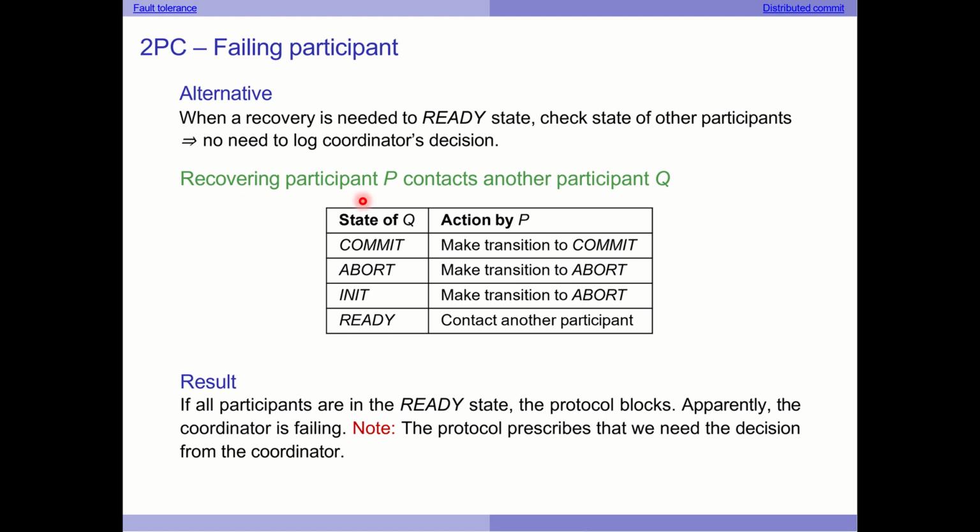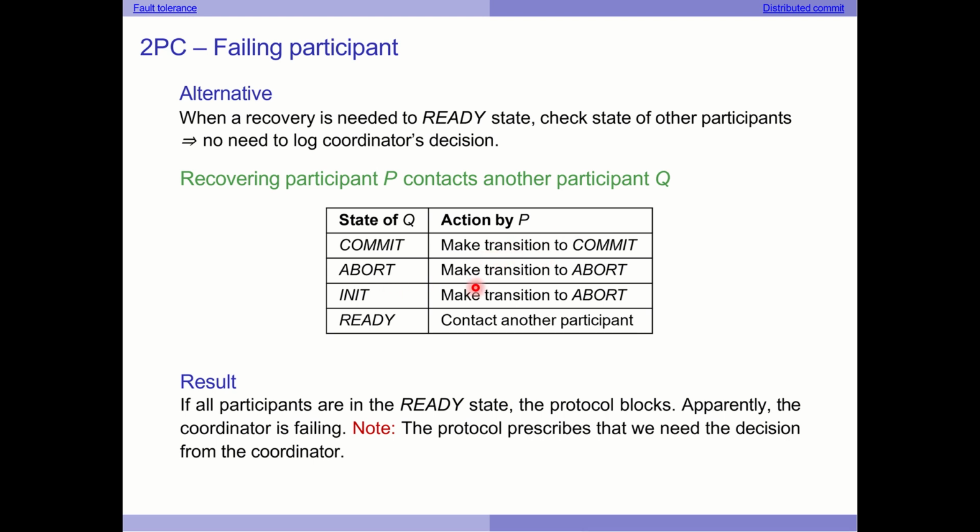P is the process that crashes and suddenly recovers in that particular state. So it will contact another participant Q to see what the state of Q is, because you have to understand that the state of all of the participants in the process group might be the same, because they are making a collective decision. So if the state of Q is commit, the action by P is to make a transition to commit.